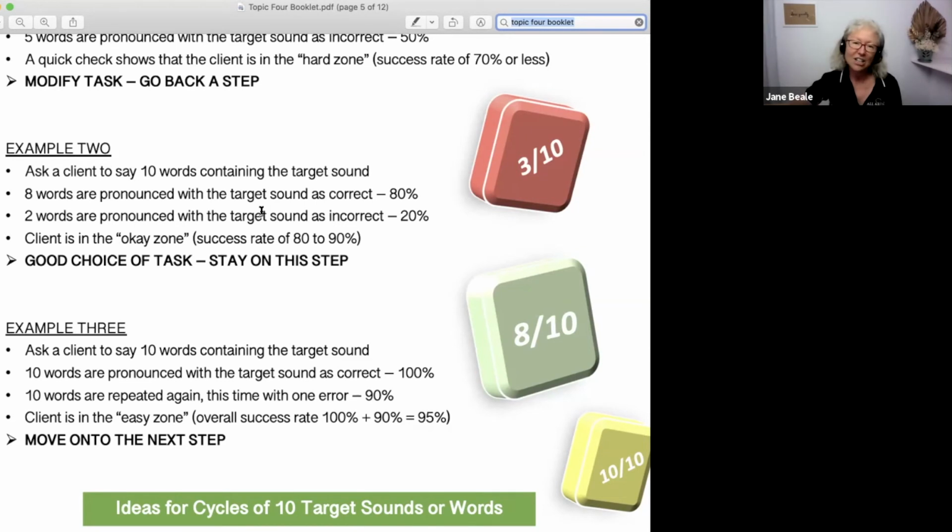10 out of 10, then 9 out of 10, or 9 out of 10, then 10 out of 10. That's pretty easy. They're going to feel pretty confident about that. And we'll move on to the next step because we want to keep the learning progressing and we want to get through our different speech goals.